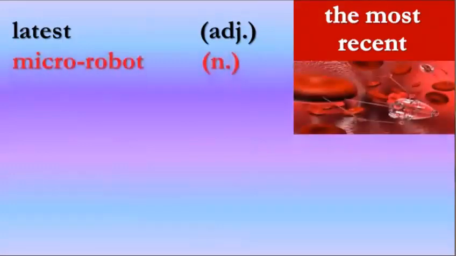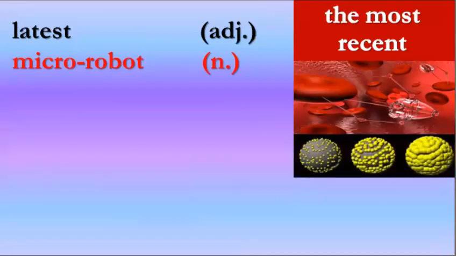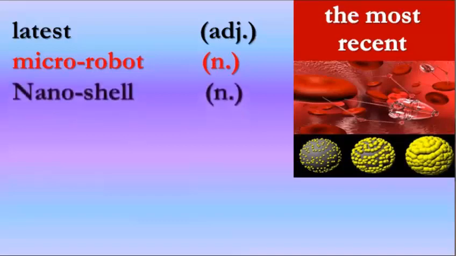Next, what is micro robot? Of course, you know something called robot. But if it's micro, it means tiny, very, very small, so that it cannot be seen easily. So it's a micro robot. When I say it's a micro robot, it's a tiny robot. Nano shell, an extremely tiny case implanted in the body to fight diseases. What is nano shell again? Something which is implanted in the body.